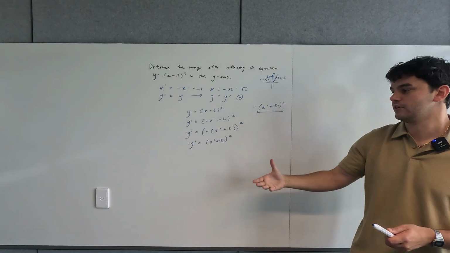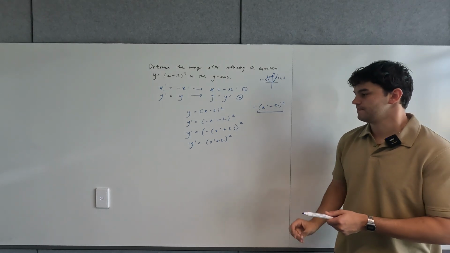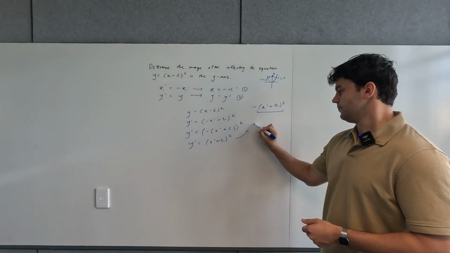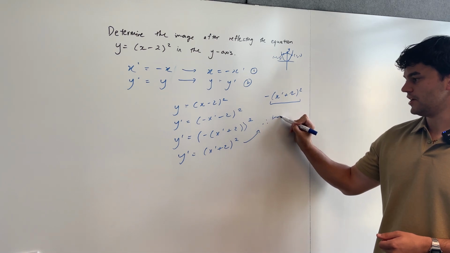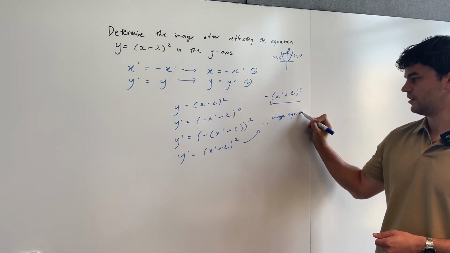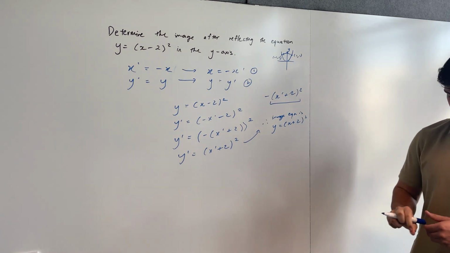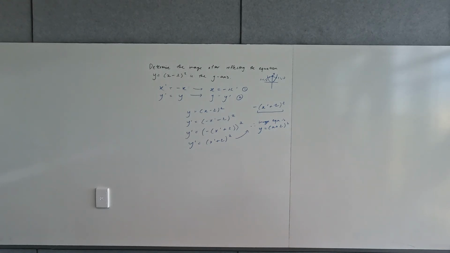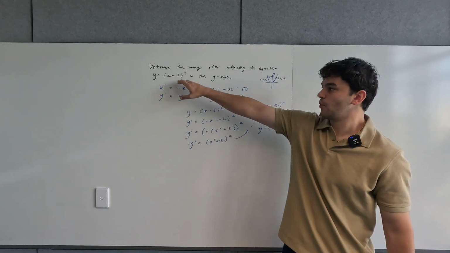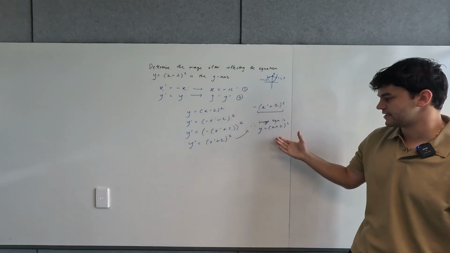It ends up just being the positive squared of that original expression. So therefore, the image equation is y is equal to (x + 2) squared. So the only thing that actually happened in this case was we changed our equation from (x - 2) squared to (x + 2) squared.